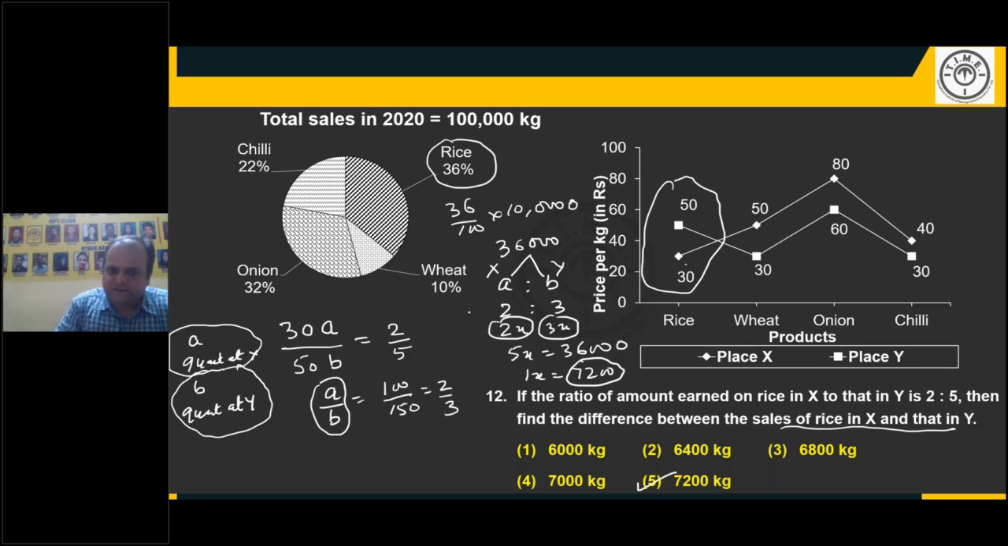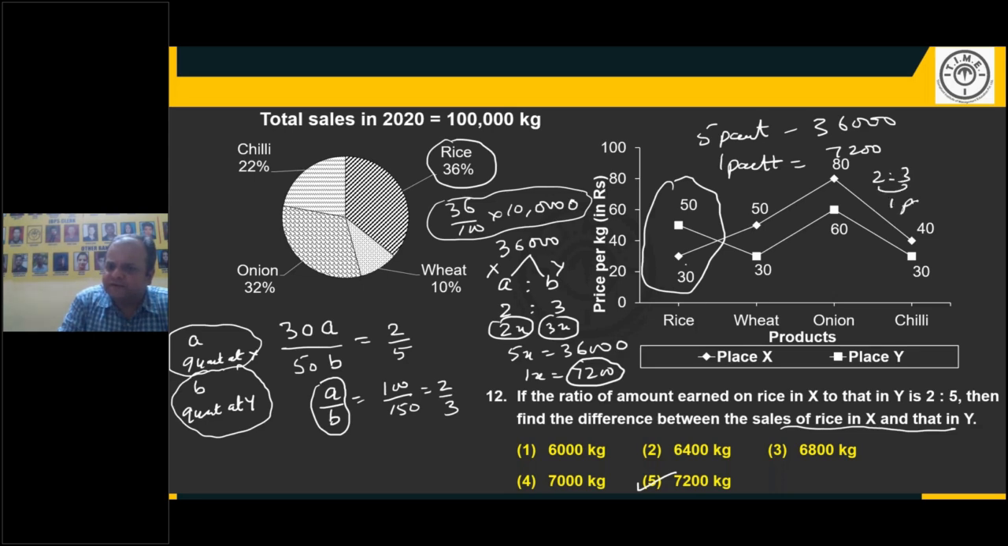Then we find out what is the total quantity that is being sold. The total quantity being sold is 36% of 1 lakh, and that comes out to be 36,000. And if it is to be distributed in the ratio 2:3, we get the total X value as 7200, and 1X is the difference between them. Or we can simply say, 5 parts value is 36,000. So 1 part value is how many? 1 part would be 7200, and for 2:3, the difference is also 1 part. We can clearly say our answer should be 7,200.